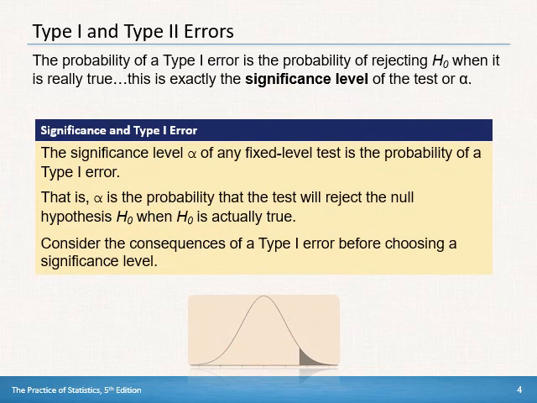Okay, so let's think about the type 1 versus type 2 errors here. A type 1 error, the probability of committing a type 1 error is the probability of rejecting H naught when it's actually true. And this is exactly what the significance level is. And so this slide and the next slide endeavor to explain that to you visually and get you to understand that.